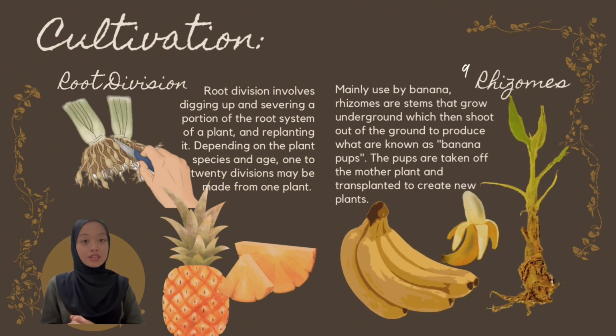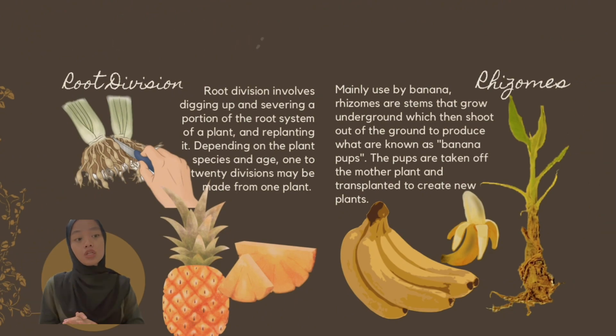There is also a cultivation using rhizomes. Mainly used by banana, rhizomes are stems that grow underground which then shoot up off the ground to produce what are known as banana pups. The pups are taken off of the mother plant and transplanted to create a new plant.